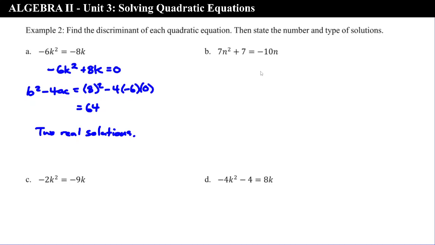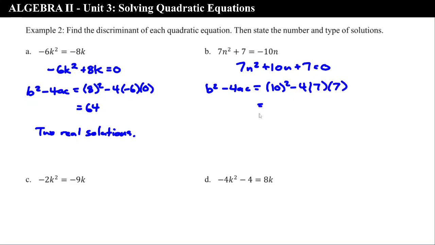For b, we're going to move everything to one side by adding 10n. Now we can take our discriminant, which is b squared minus 4ac, plug in our b, which is 10 squared minus 4a, which is 7, c, which is 7. And when you do that math, you end up finding it's negative 96. So since it's negative, we have two imaginary solutions.